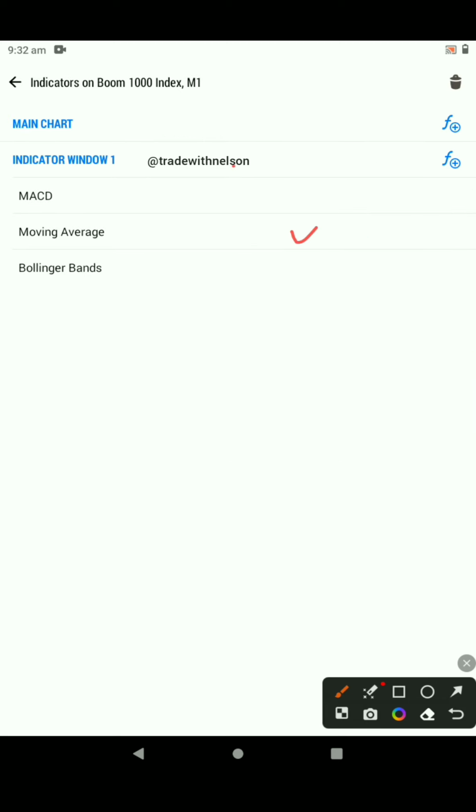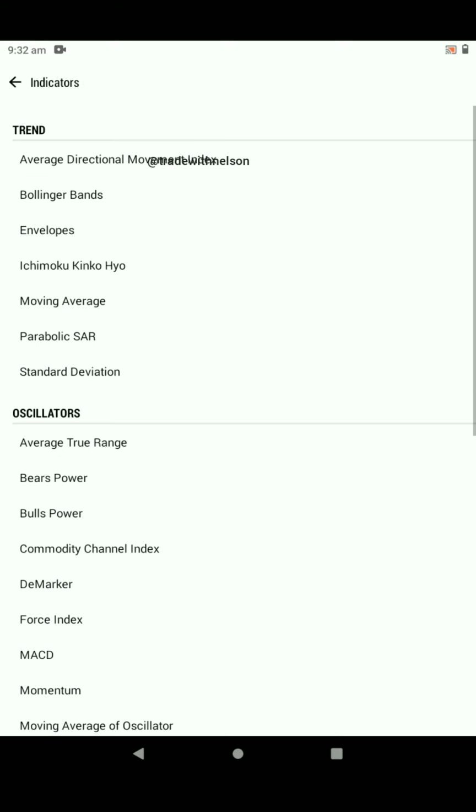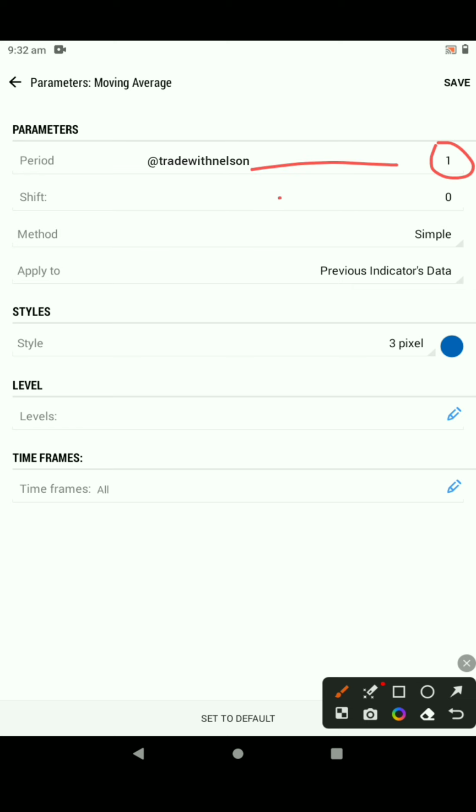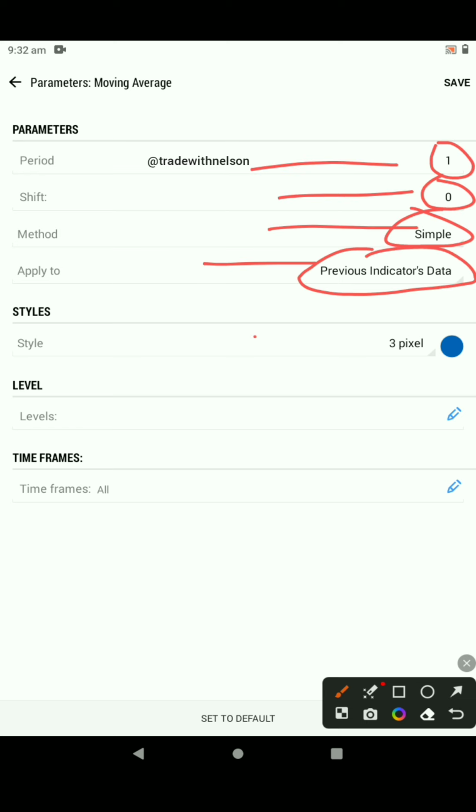For the second indicator, click on the F icon on indicators Windows 1. Moving average, click on that. Make your period to be 1, shift to be 0, method to be simple, apply to previous indicators data. Size, make it 3 pixels and select color of your choice. After that, click on save.